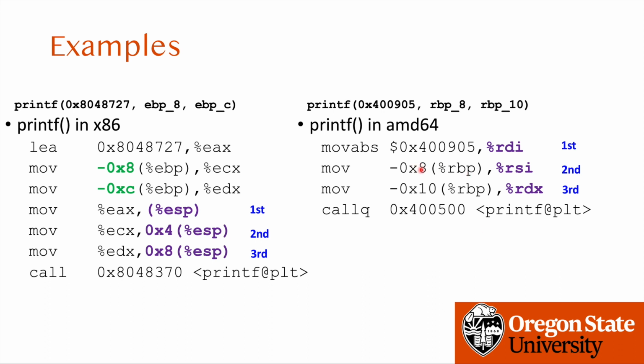And the reason why we have RBP-8 or RBP-10 while we have EBP-8 and EBP-C here is that in x86 each integer is 4 bytes. So 8 plus 4 is 12, so that's why it is 8 and C. And in 64-bit we have each integer as 8 bytes. So the first local variable could be at RBP-8 and the next at RBP-10, which is 8-byte blocks away. Then we can put in another integer in 64-bit.